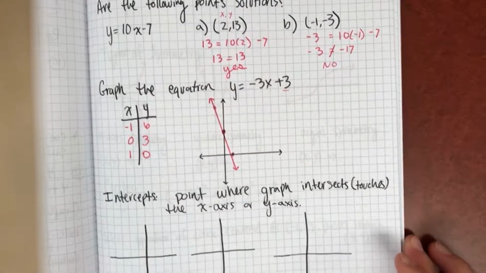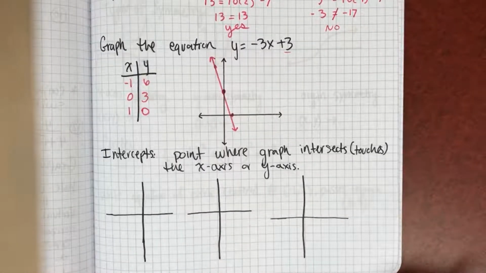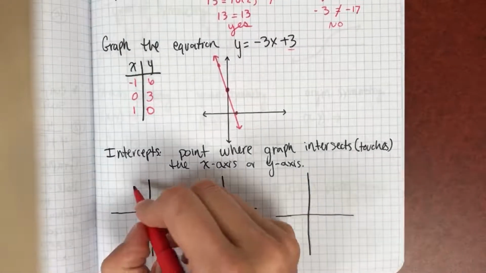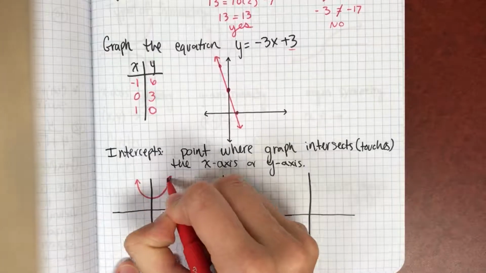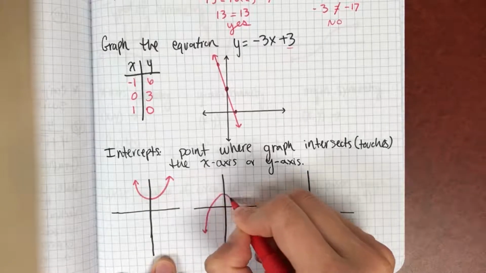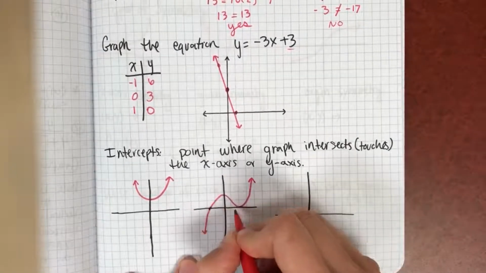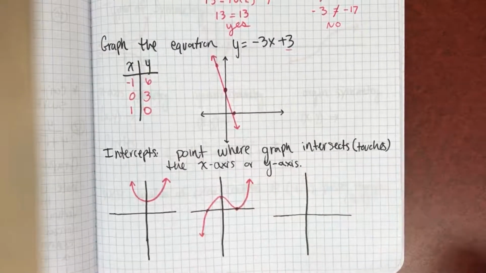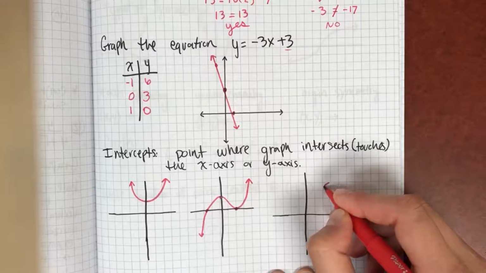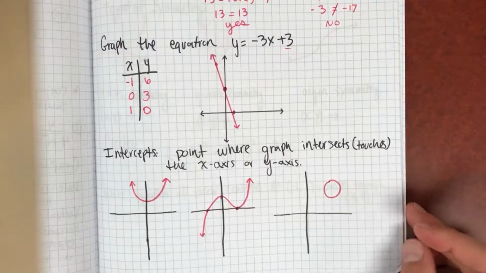Talking about intercepts. Remember, those are points where the graph intersects or touches the x-axis or the y-axis. So we can have y-intercepts and x-intercepts. These are just some pictures of what this could look like. We would have a y-intercept. A graph that looks like this has 3 different intercepts, 2 x-intercepts and 1 y-intercept. And then we could of course have something that has no intercepts, like a circle, never going to intersect any of the axes.